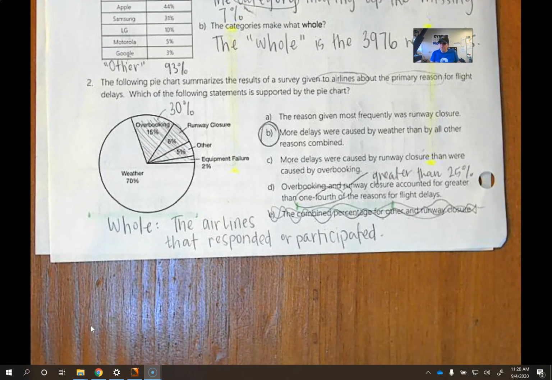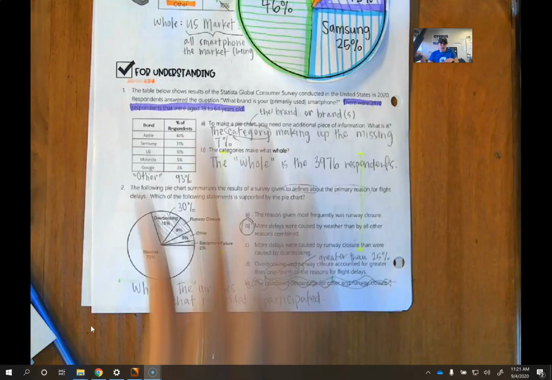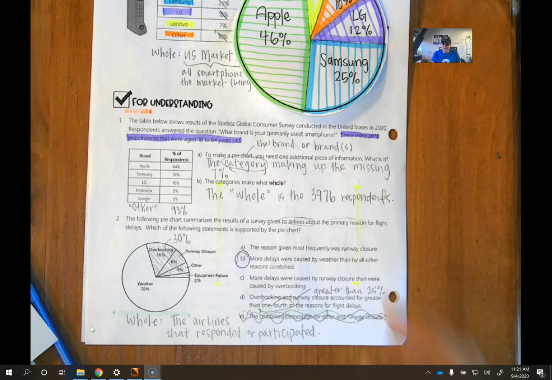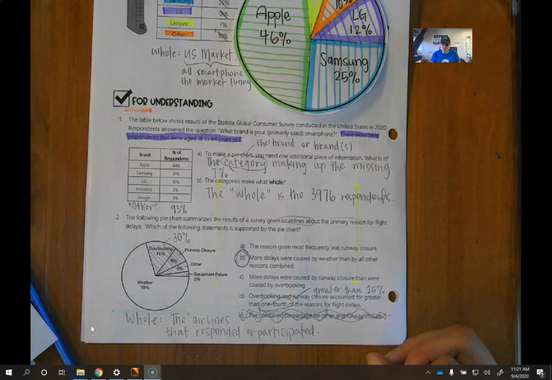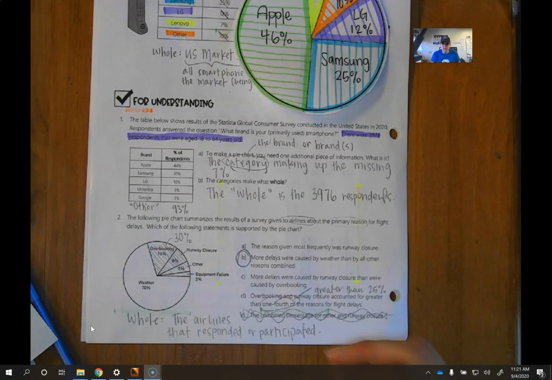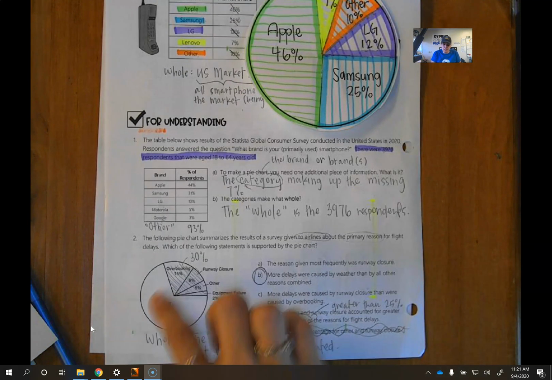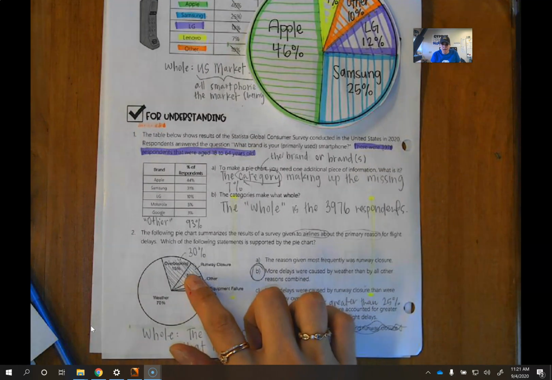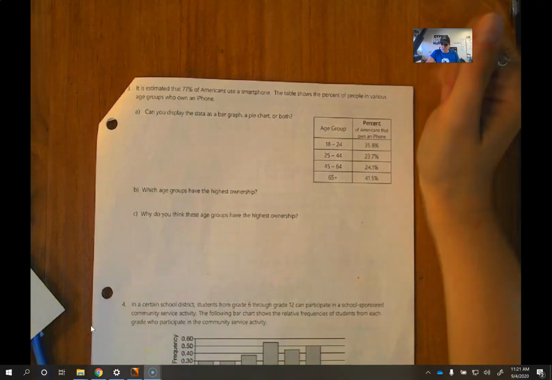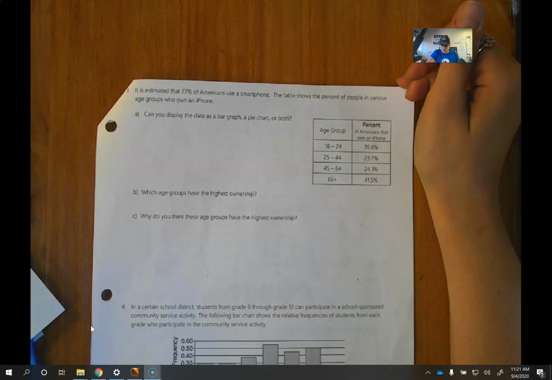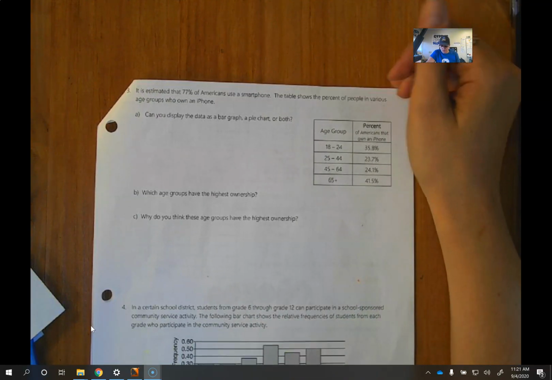Okay, so those are the first two problems on our check for understanding. The biggest takeaway from these problems is being able to identify what the whole is and understanding what the different sizes of the categories represent. So next up is question 3. And this guy is a challenge.